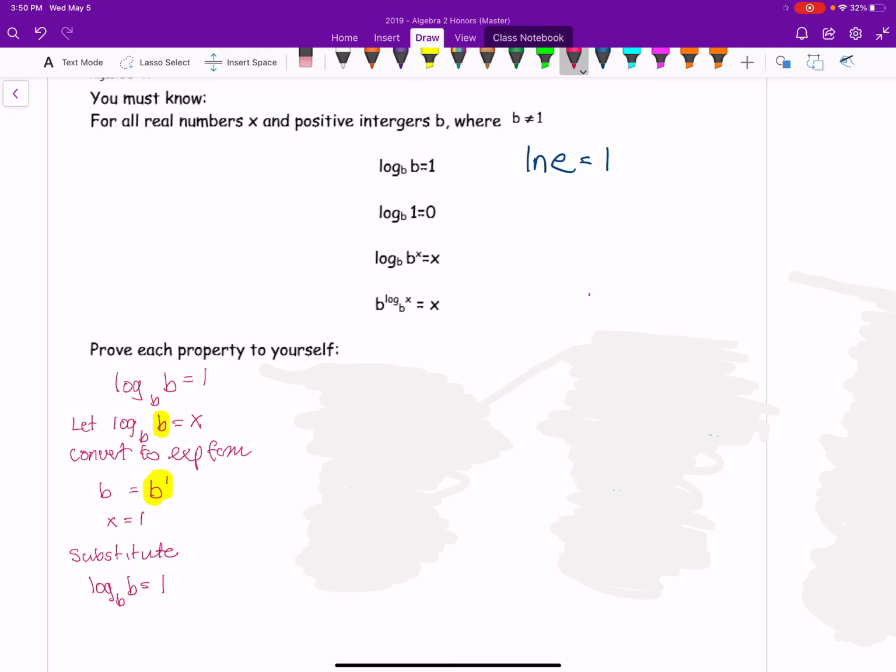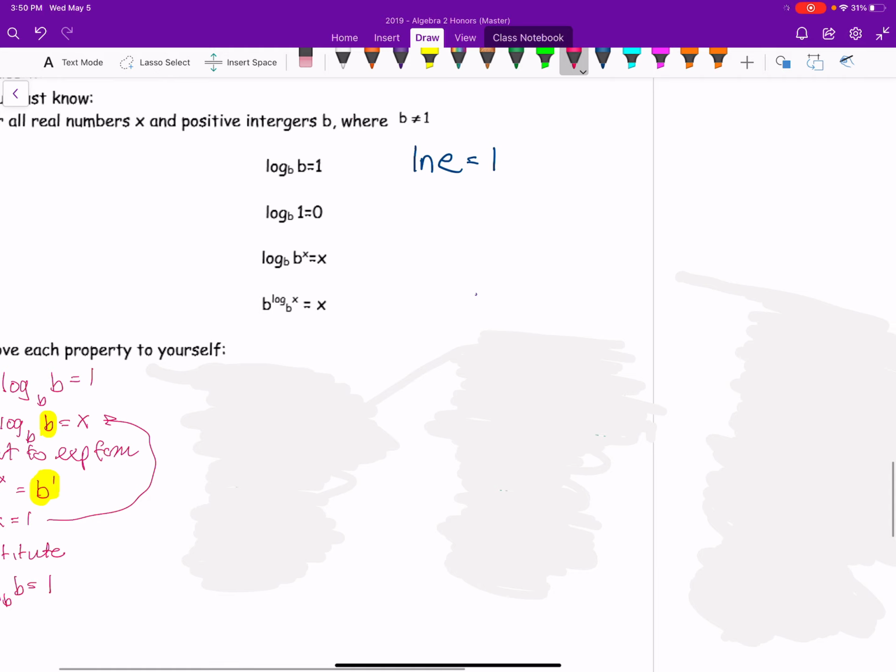Oh, I lost the x here. Whoops. I must have erased that by mistake. Log base b of b is equal to x, like that. That means x would have to equal 1. And then by substitution, if x is equal to 1, I can substitute 1 in for x. So that means log base b of b is equal to 1. Or you could say to yourself, what do I need to raise b to get b? Well, that's just 1.